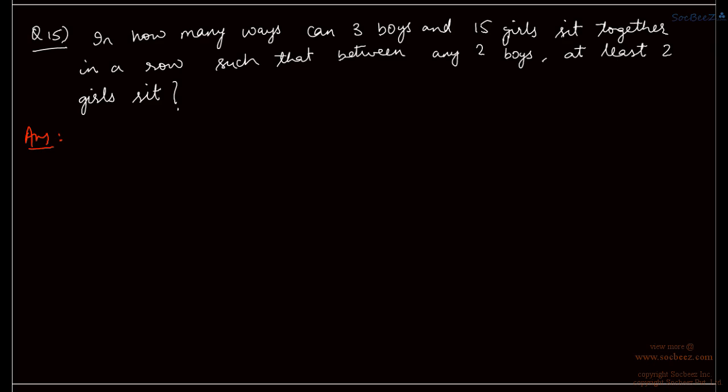The last question here: in how many ways can 3 boys and 2 girls sit together in a row such that between any 2 boys at least 2 girls sit? Okay. Let's say the first boy sits here, B1, then B2 here, B3, and let the number of girls sitting here be X1, X2, X3, and X4. So we now need these two to be at least 2, whereas X1 and X4 can be 0.